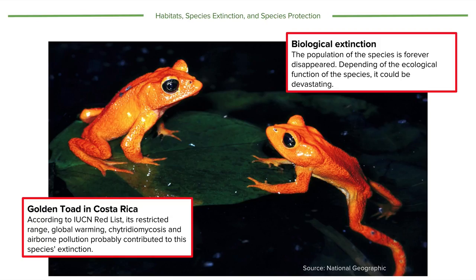And then ultimately we have biological extinction. It's where the species can no longer be found alive. It's completely gone. So the golden toad is one famous example, the poster child for biological extinction.